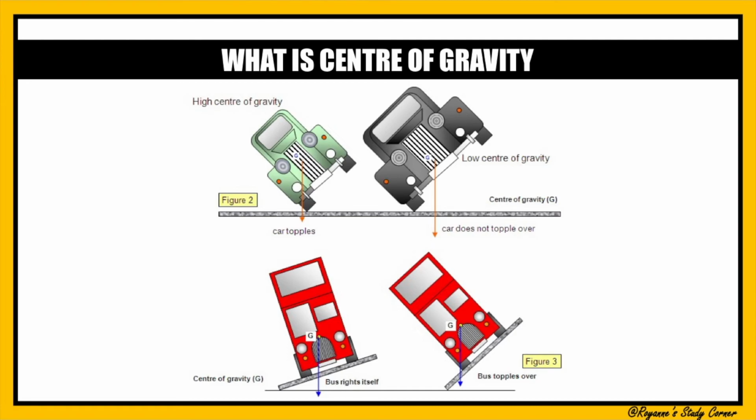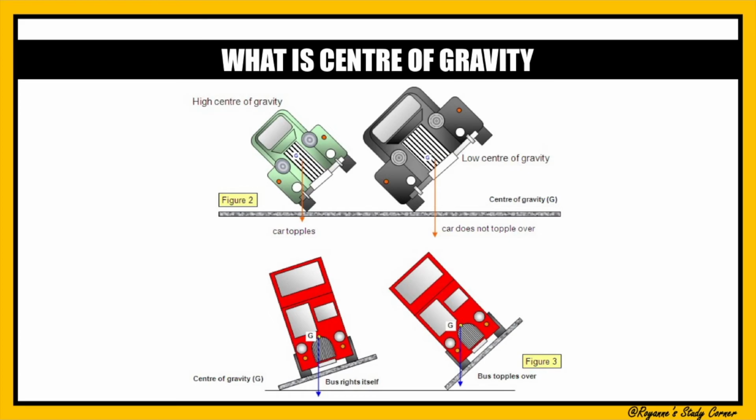And also, look at the height of the center of gravity. With this car, the center of gravity is higher, and with this car, the center of gravity is lower. And this is another thing that affects stability. The higher the center of gravity, the less stable it is, and the more likely it is that the center of gravity will end up passing outside of its base, and whatever the object is will topple over.